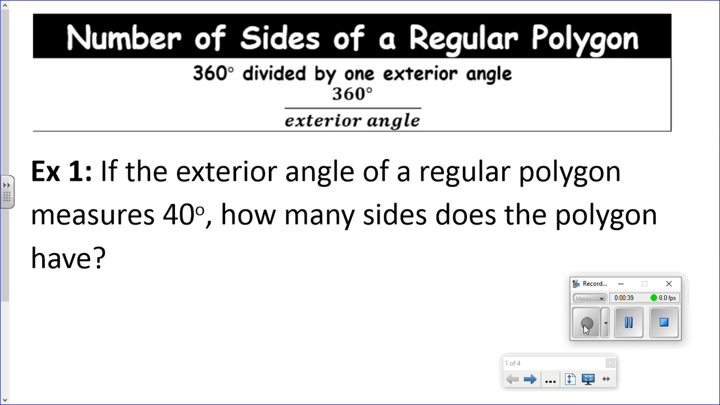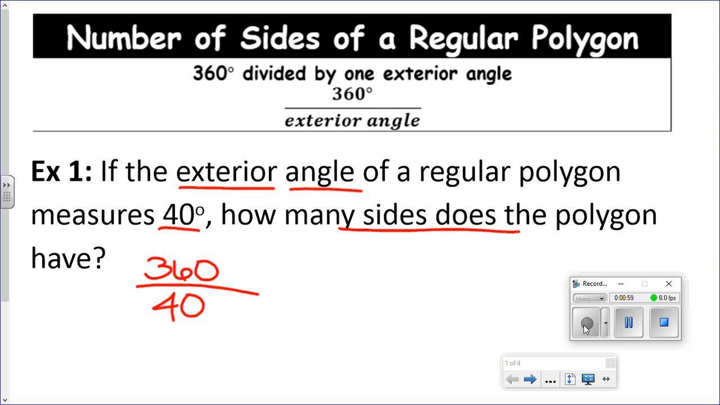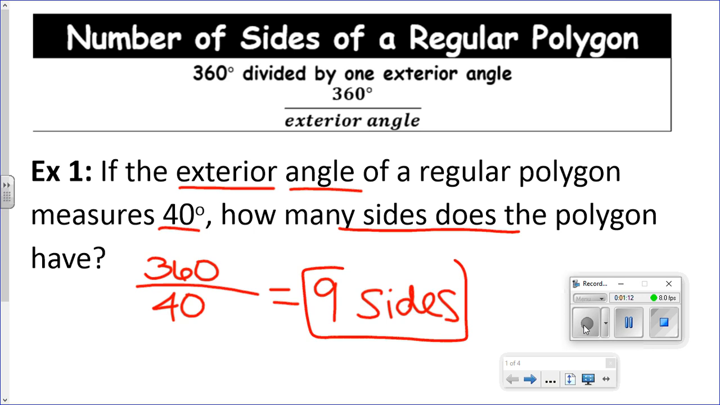Okay, so for example 1, it says if the exterior angle of a regular polygon is 40 degrees, how many sides does the polygon have? So we got 360 degrees is the total of the exterior. And I know that each one of those is 40 degrees. So if I do 360 divided by 40, I get 9, which means I have 9 exterior angles, which also means I have 9 sides. Okay? So this polygon would be a polygon with 9 sides.